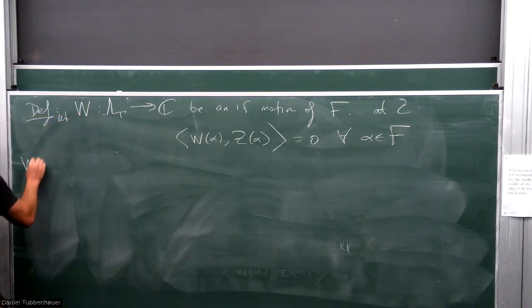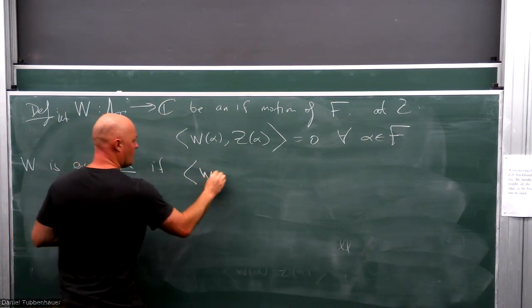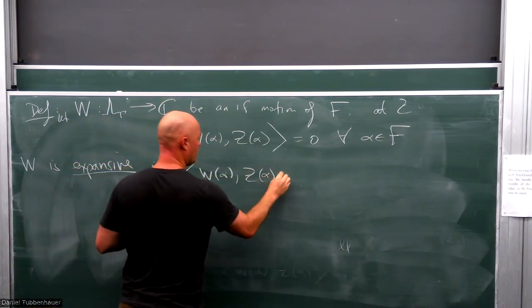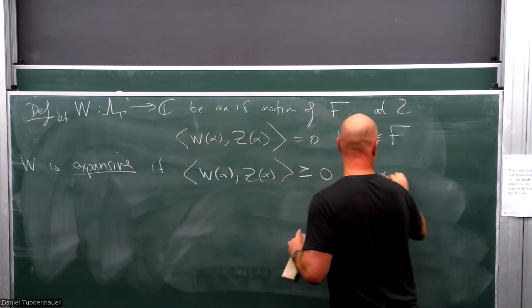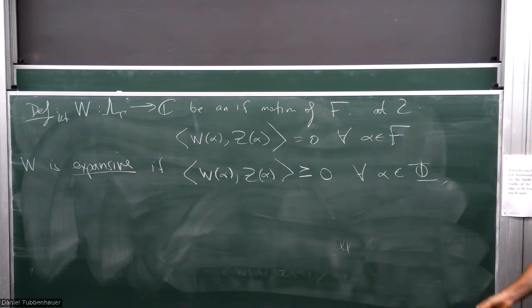Okay, so W is called expansive if for other roots you don't necessarily have 0, but you always have something non-negative. Okay? So if you have a motion, you can ask whether or not it's expansive. Now, another question you can ask is, if F is obtained from a minimal isostatic framework by removing one root, well, then linear algebra tells you it picks up a non-trivial motion. And you can ask, does it pick up an expansive motion?